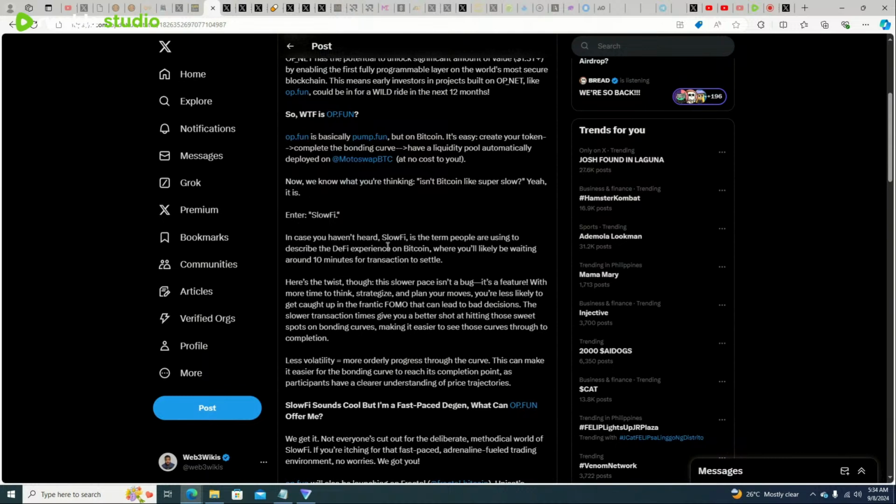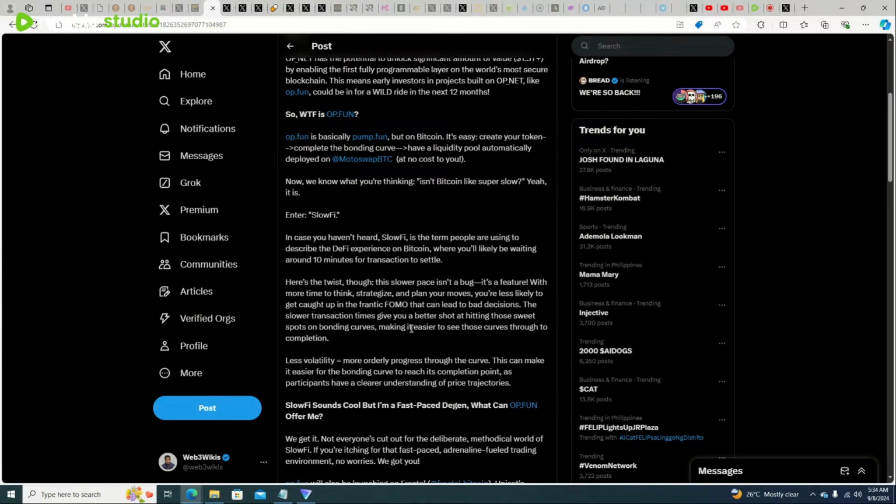In case you haven't heard, SlowFi is the term people are using to describe the DeFi experience on Bitcoin, where you will likely be waiting around 10 minutes for transactions to settle. Here's the twist, though. This slower pace isn't a bug, it's a feature. With more time to think, strategize, and plan your moves, you're less likely to get caught up in the frantic FOMO that can lead to bad decisions.